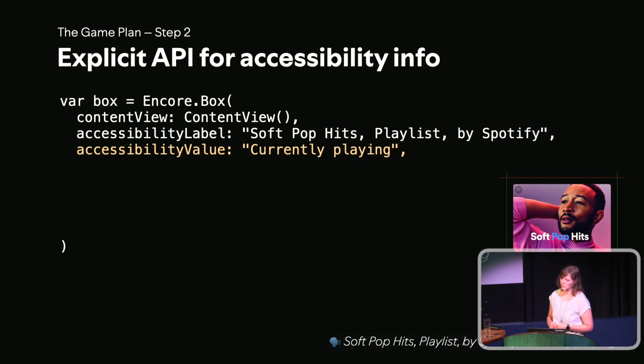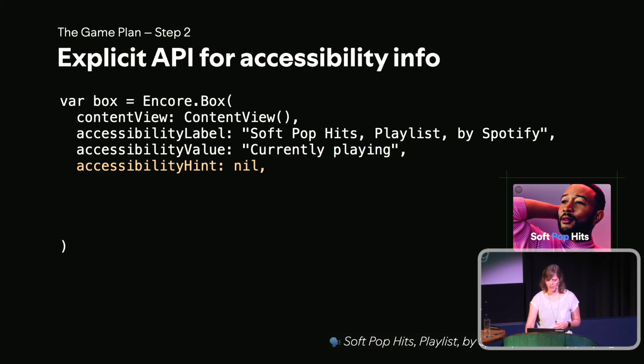Then we have the accessibility value, which is for all the state information. Right now, the playlist is currently playing, so that's what we add. The next one is the accessibility hint, which is optional, for what happens when the user is interacting with the component.